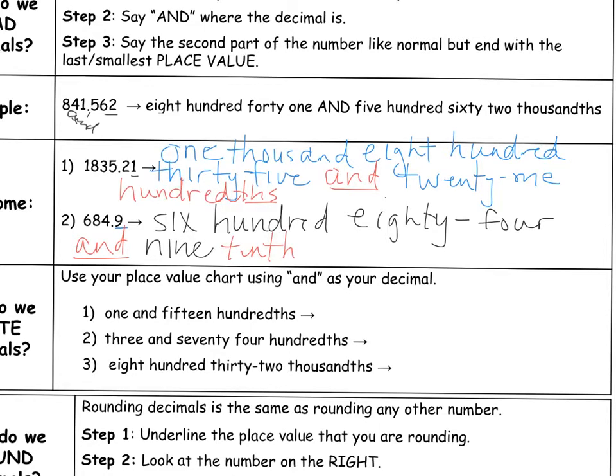Okay? Because the 9 ends in the tenths place. So it ends in tenths. So that's how you read and write decimal values. Or read them. Okay?